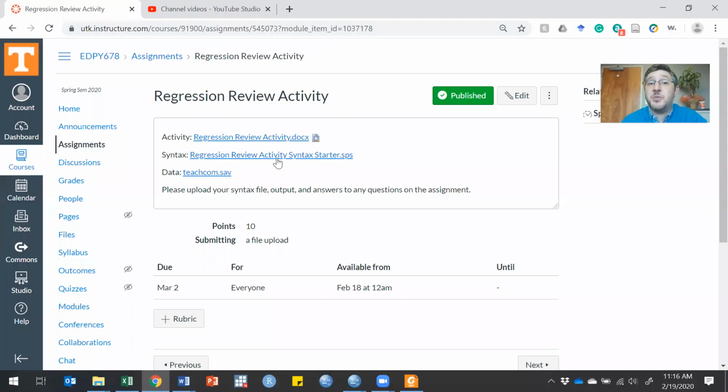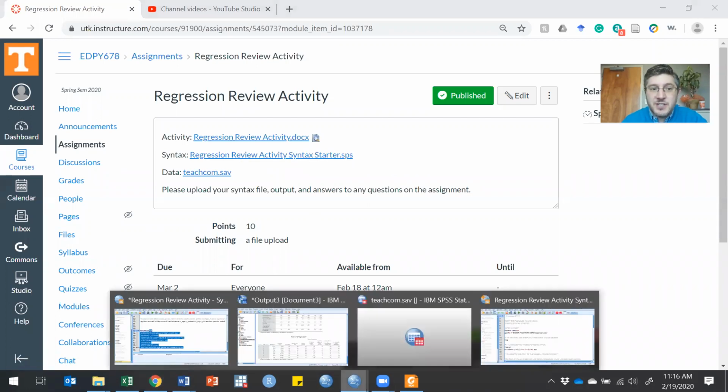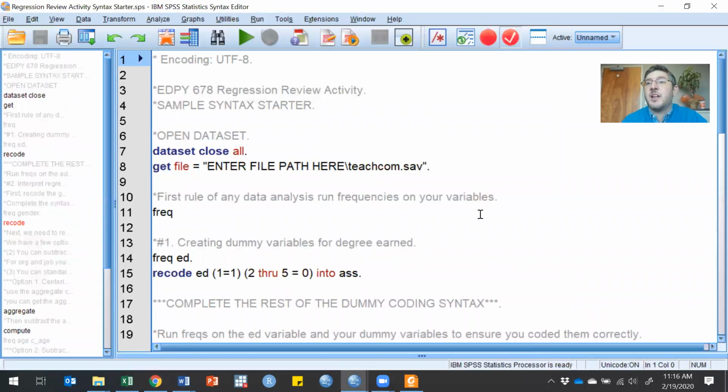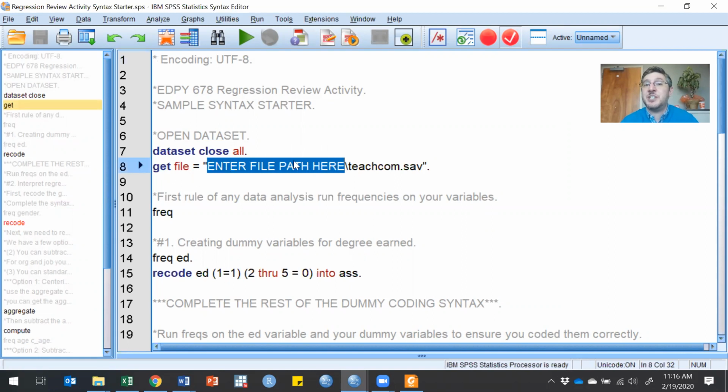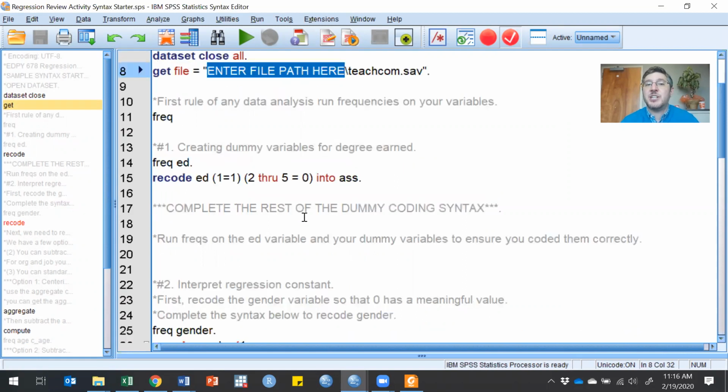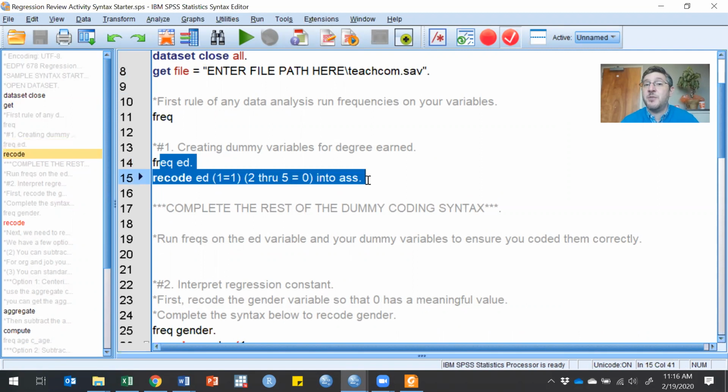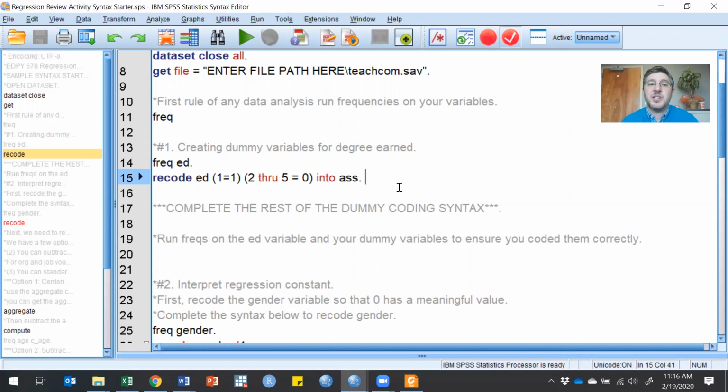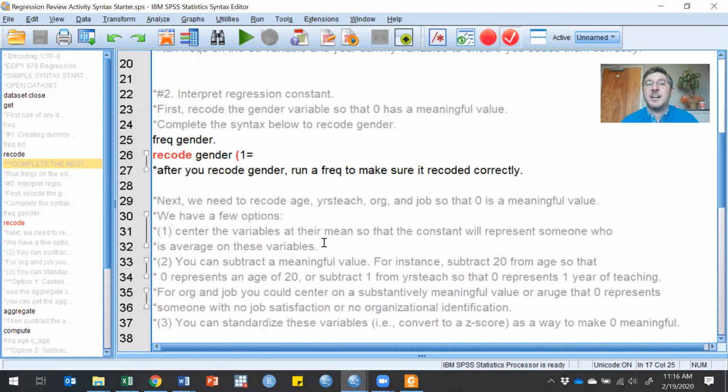Also be sure to check out the review activity, the syntax starter, where I've tried to help you get started with this activity. I tried to give you some additional syntax. You open your data set, you need to enter your file path here. Here is code for how you can create one dummy variable. I've created a dummy variable for the associate degree. You can complete the rest of the dummy coding syntax.